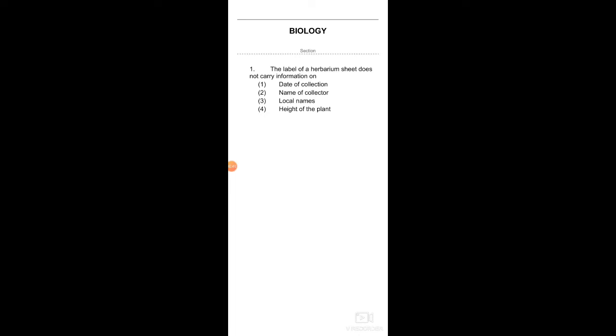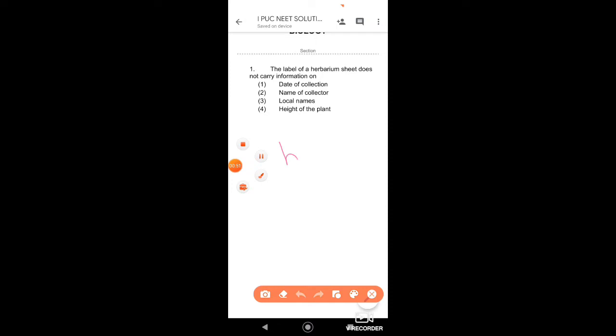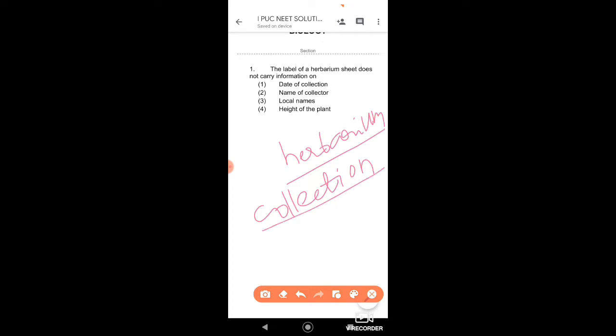So here, first of all, let us understand what we mean by herbarium. Herbarium means a collection of plants. Remember, we dry those plants first, then press them and mount them on herbarium sheets. Later, they are identified and also classified.